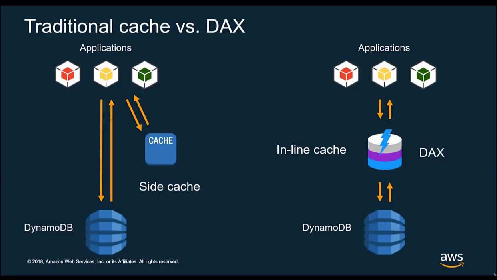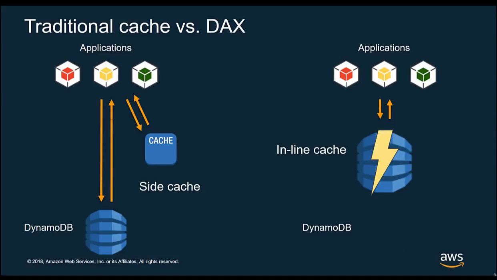Now, compare that to what it looks like with DAX, where it's an inline cache. So your reads and writes go directly through the DAX endpoint. And then DAX will take on that undifferentiated heavy lifting of managing the cache. You write directly through the cache, and then you read from the cache. And if it's not in the cache, DAX will get it for you and populate it into the cache for you. So it greatly simplifies application development and cache management. And so when you combine these together, you end up with a very fast, very responsive DynamoDB.